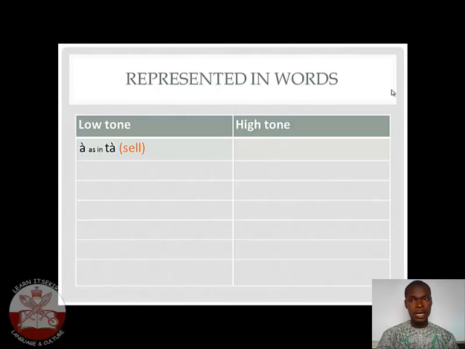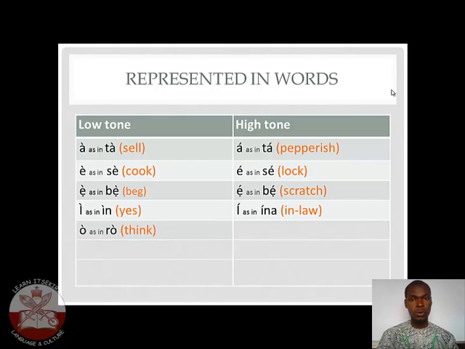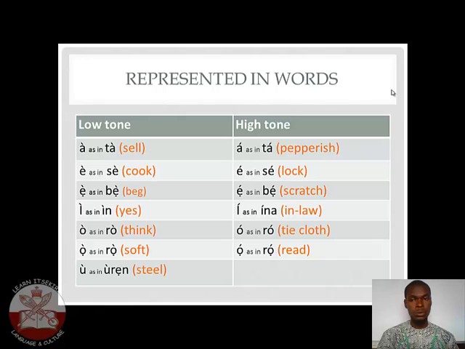A, ta. E, se. E, be. I, ina. O, ro. U, uren. U, ute.